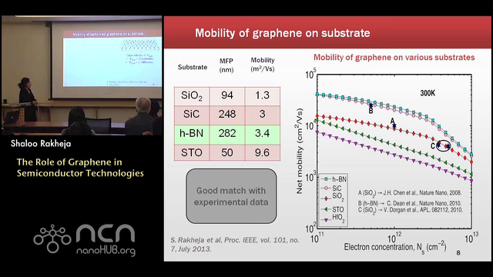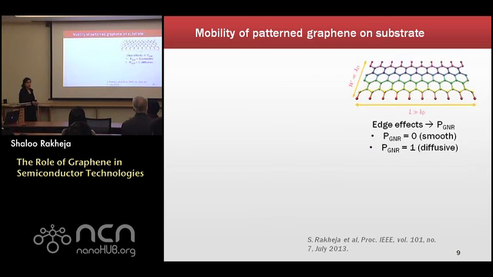Next, what I wanted to do was understand how the patterned graphene edges would affect the mobility of electrons in graphene. So when you pattern graphene into narrow ribbons, it makes the edges rough, and that causes diffusive scattering of electrons at the edges, which is modeled through an edge scattering coefficient called PGNR, which lies between 0 and 1. 0 is the perfect case of smooth edges, and for diffusive edges, PGNR assumes the value of unity.